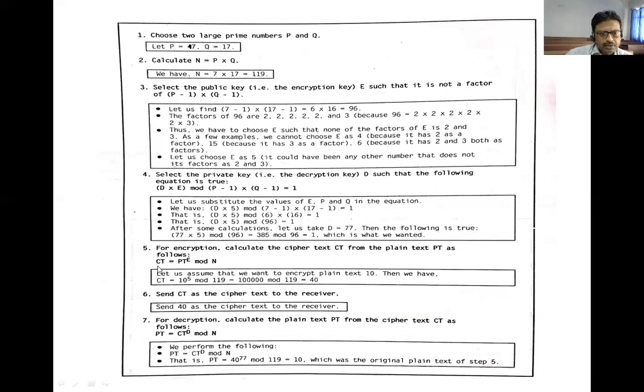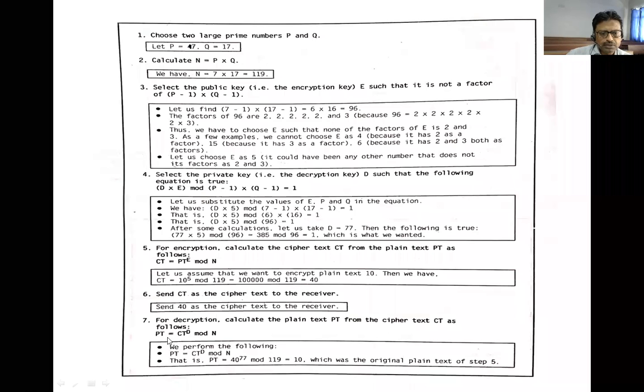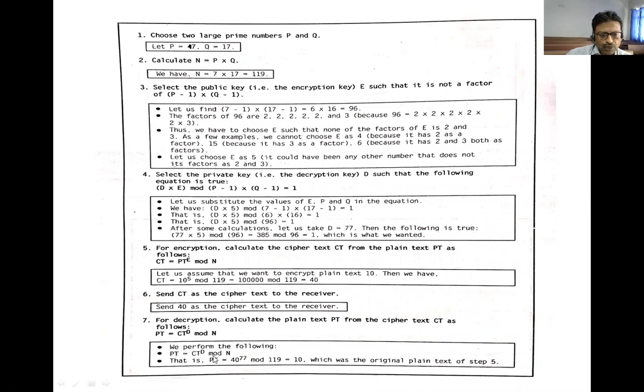And then the ciphertext is calculated as Pt to the power E. Suppose the plain text is 10. So 10 to the power 5 mod 119 comes to around 40. So the plain text is 10, but its ciphertext is 40. This 40 is sent to the receiving end. When the receiver receives this 40, it will decrypt it using Pt is equal to Ct to the power D mod n. So 40 to the power 77 mod 119 comes to 10.